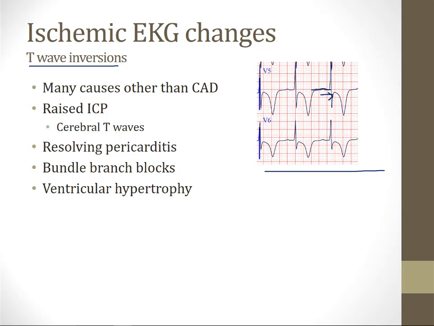There are many causes of T-wave inversions other than coronary disease, although subendocardial ischemia can cause T-wave inversions. You can see this when the intracerebral pressure is very high. This is called a cerebral T-wave. You can see T-wave inversions in resolving pericarditis. These are a normal finding in many patients with bundle branch blocks, and you can also see them when the left ventricle or right ventricle has hypertrophied.